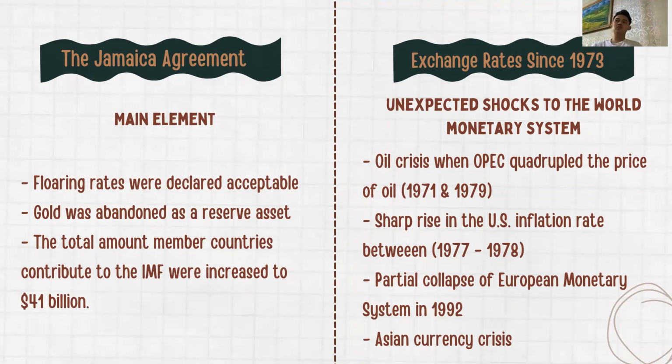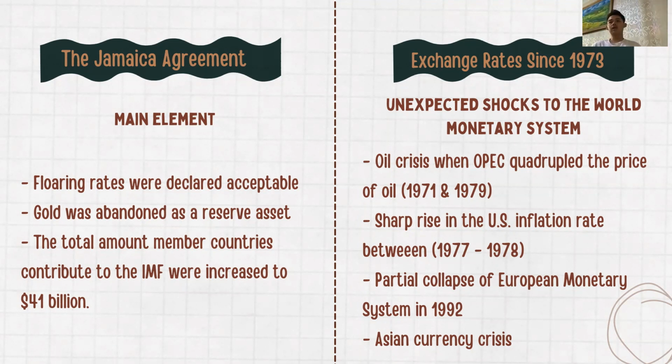So there are two things related to the floating exchange rate. The first one is the Jamaican Agreement. The main element of this agreement is that floating rates were declared acceptable in that year. The second is that gold was abandoned as a reserve asset, and the third is that the total amount of member countries' contributions to the International Monetary Fund, or IMF, was increased to $41 billion.